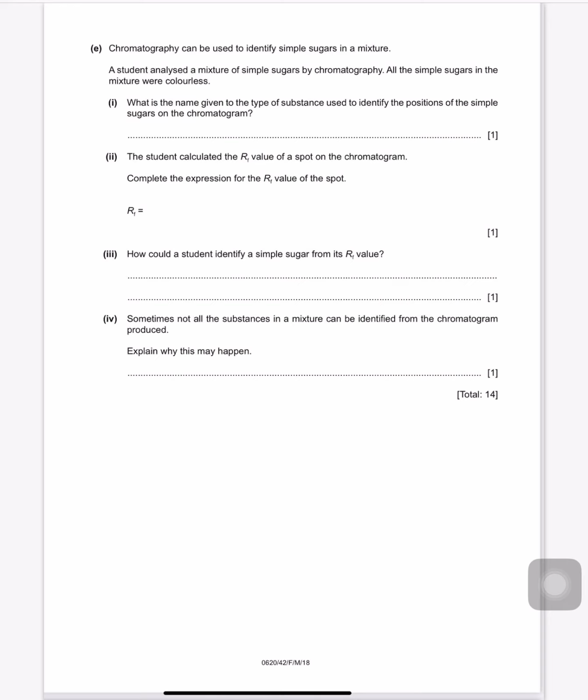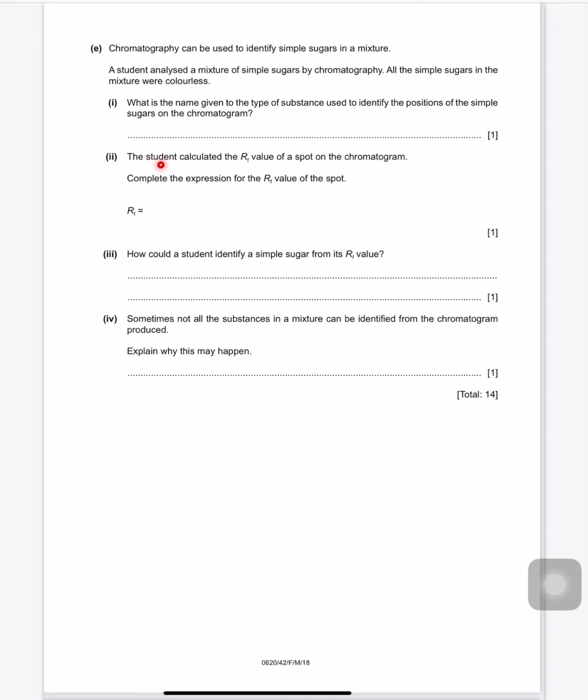Okay, so I am just spotlighting the thing. Chromatography can be used to identify simple sugars in a mixture. A student analyzed a mixture of simple sugars by chromatography. All the simple sugars in the mixture were colorless. What is the name given to the type of substance used to identify the positions of the simple sugars on the chromatogram? So they are saying it is colorless. So what we will write over there is locating agent, a substance which will be used to spot where the different spots of the sugar are.